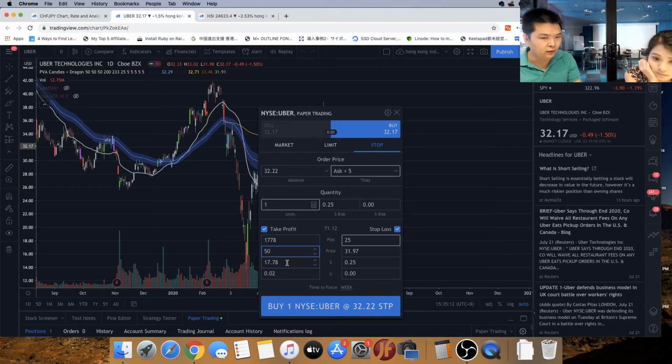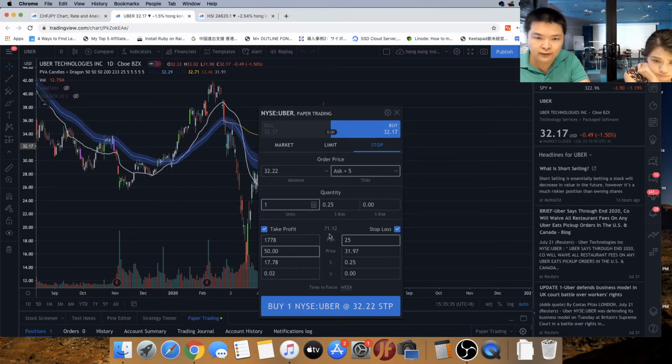With a profit of 50, minus, well, let's say you succeed to open at 32.17. So it will be 50 minus 32.17. On the other hand, you can also set the stop loss, and you can actually set both of them. In one trade you can set both stop loss and take profit.